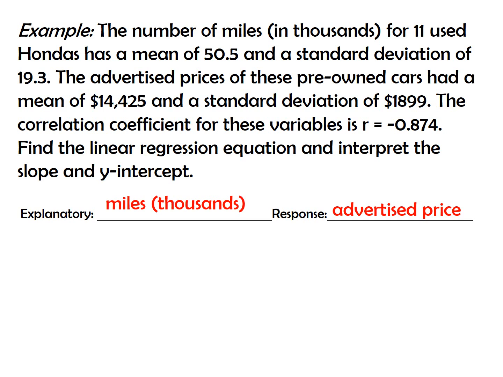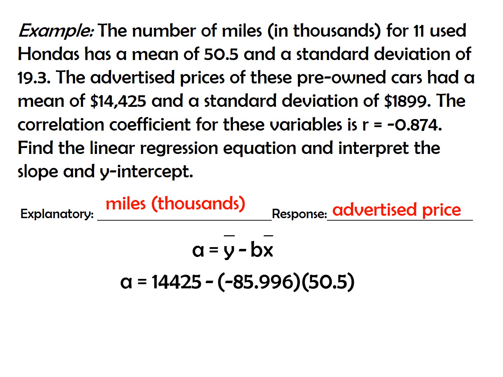Now we can use the slope to find the y-intercept. Here's the formula for y-intercept. We take y bar and x bar along with the slope and substitute it. We find out that the y-intercept is a very large value, 18,767, which makes sense. If there were no miles driven on a pre-owned car, then you would purchase it for approximately $18,767.